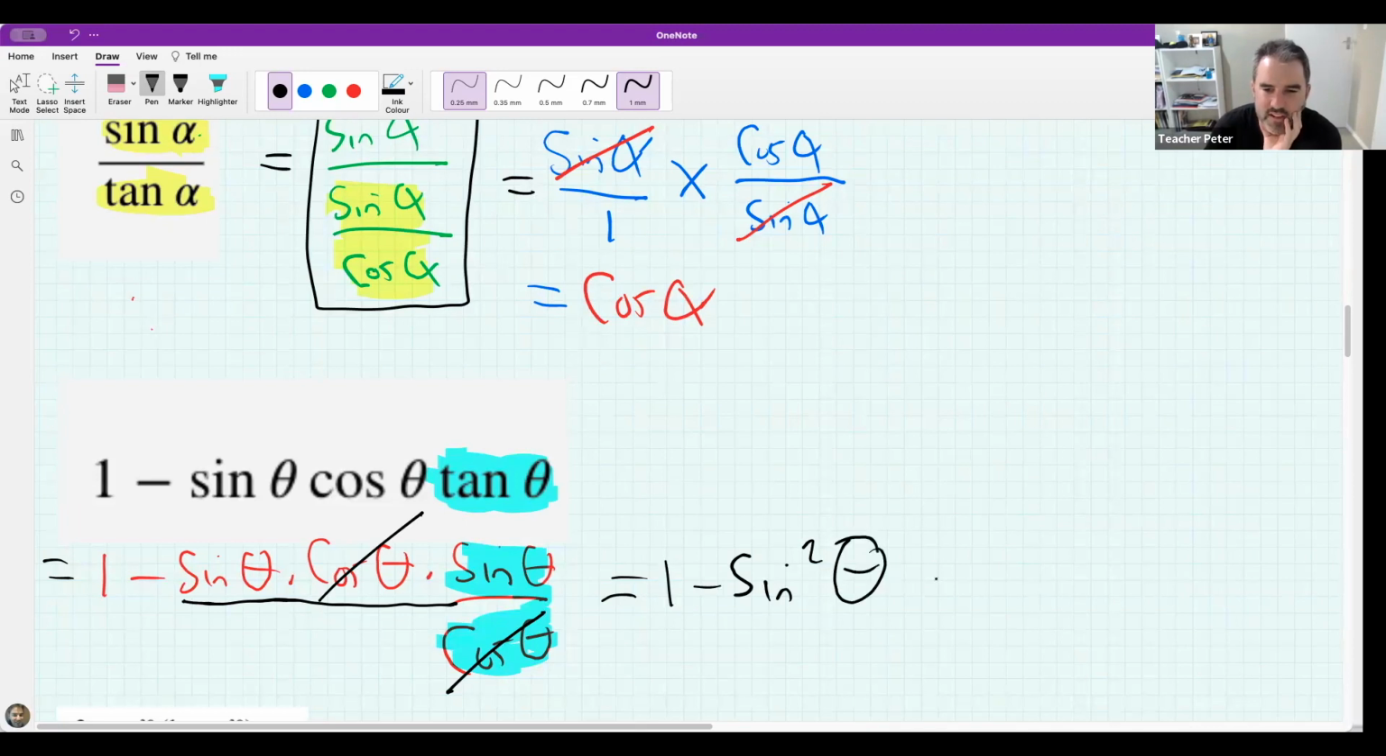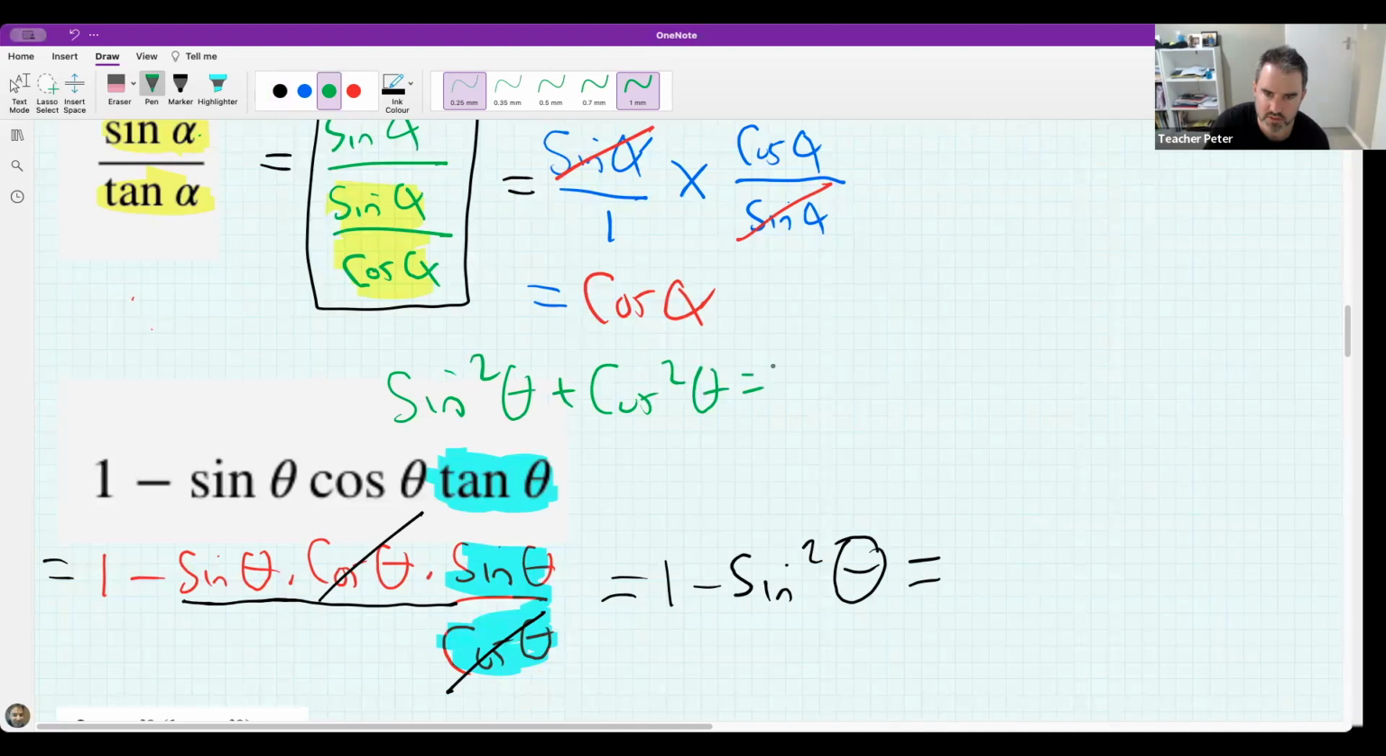Now that is feeling very familiar. What do we think 1 minus sine squared theta will be equal to? It's reminding me of the square identity. So what was the square identity? It says that sine squared theta plus cos squared theta is 1.